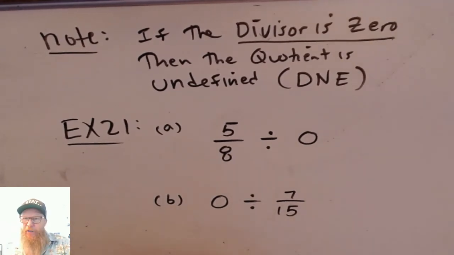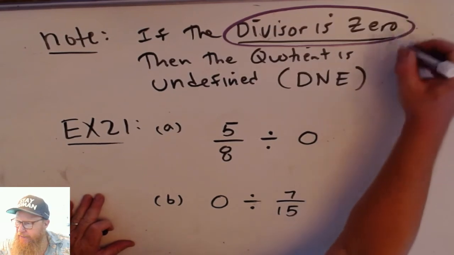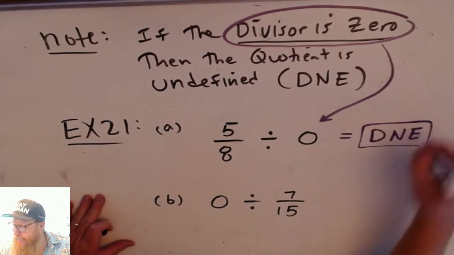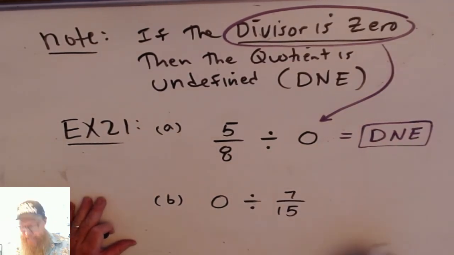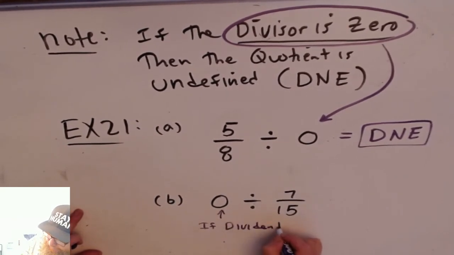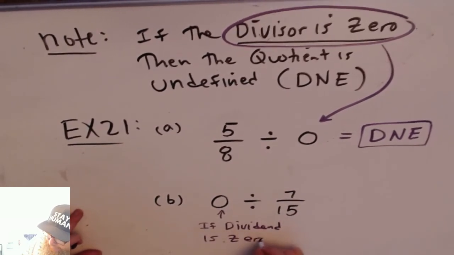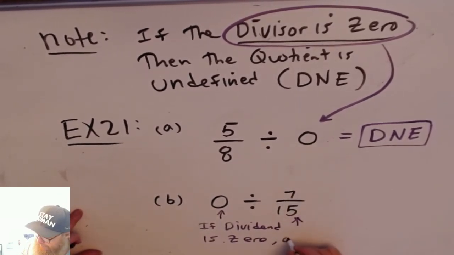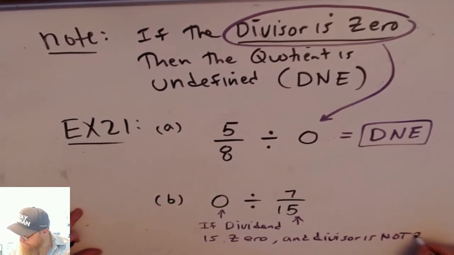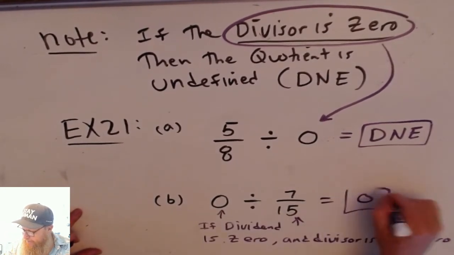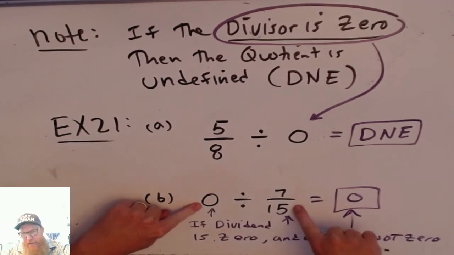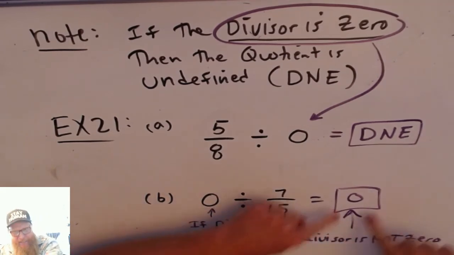So this is just one that you're going to have to memorize. If the divisor is 0, then the answer is a free answer. It's D and E. Okay. If the dividend is 0 and the divisor is not, then the answer is 0. So if the dividend is 0 and the divisor is not 0, then the answer is 0.